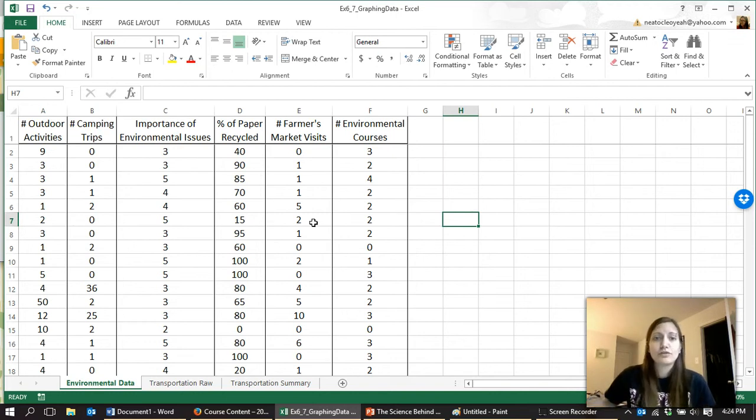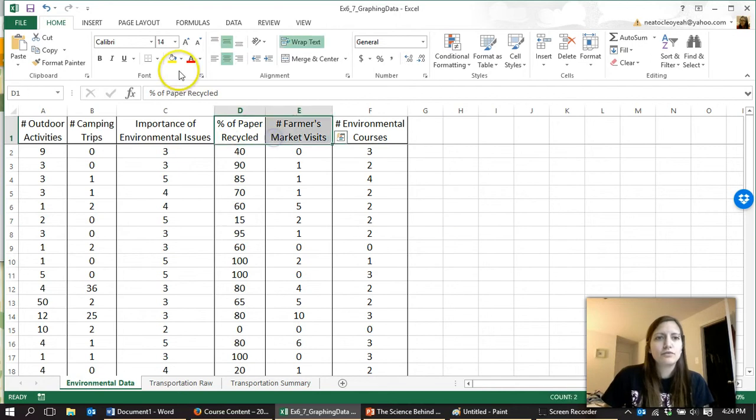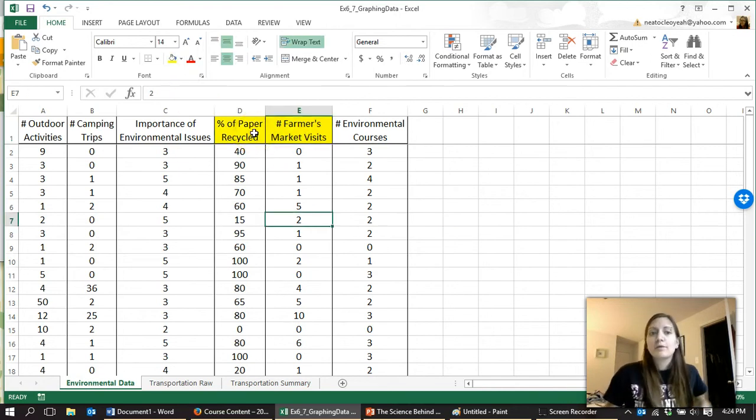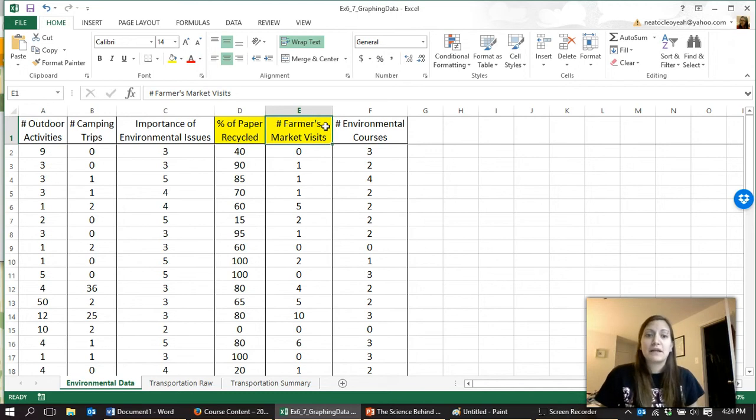So I'm going to choose a pair: one variable being the percentage of paper someone recycles, looking for a relationship between that and the number of farmers market visits they make. Your very first step after selecting which 2 variables you want to study is to determine the independent and dependent variable. You have to do this with every single graph you make.